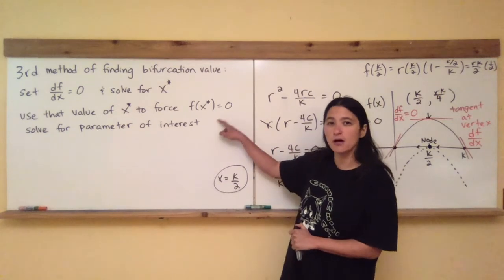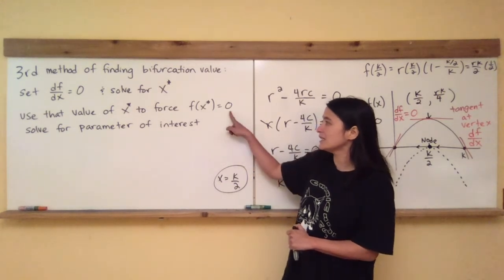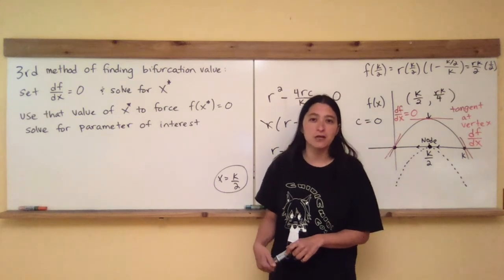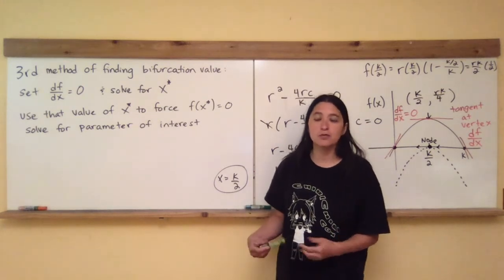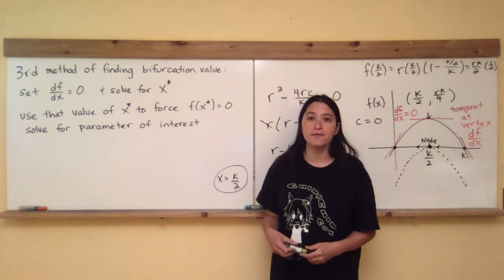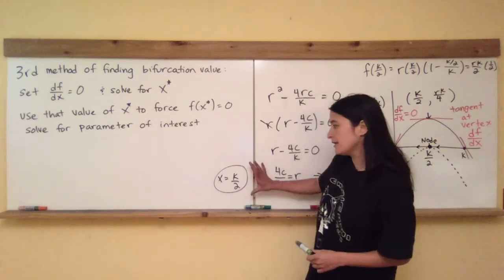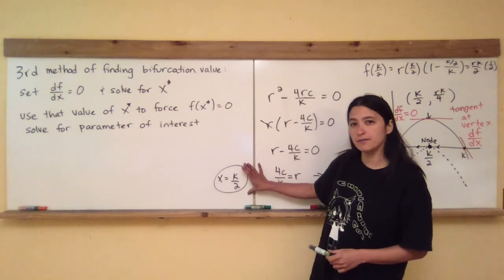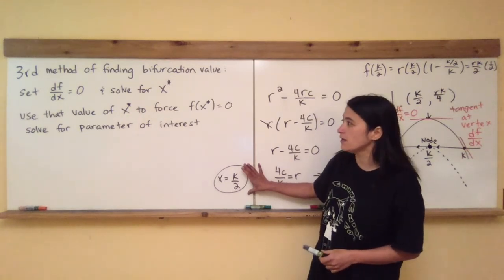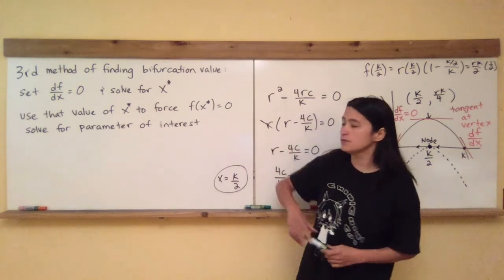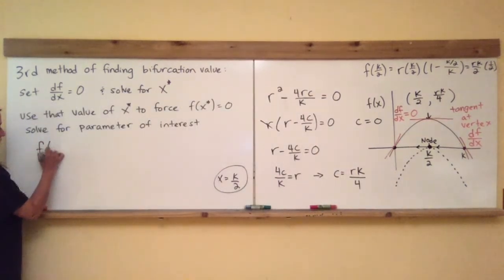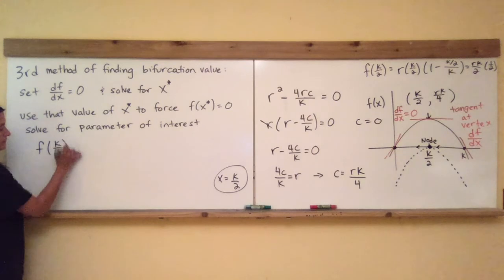And then you would solve that statement that I'm going to write down right here for your parameter of interest. That would give you the bifurcation value for that parameter of interest, which in our case is the parameter c, the harvesting rate. Okay, so now I'm going to take this value, x equals k over 2, that I found by setting df/dx equal to 0, and I'm going to plug it into my equation f of x, and I'm going to get an expression for f of k over 2.